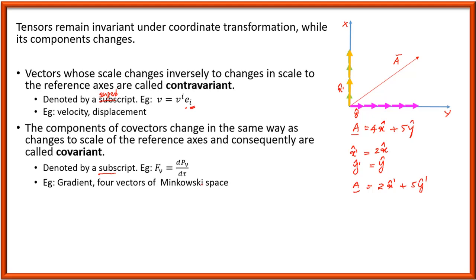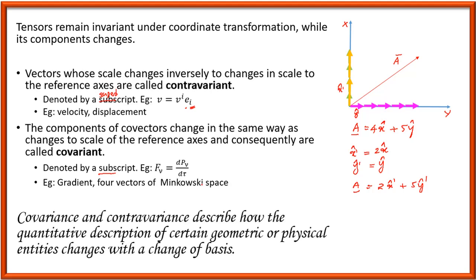So just realize that it is not the vector which changes, but the component is the one which changes. The tensors and the vectors are invariant under coordinate transformation, so they remain unchanged, but their components vary with the variation in the reference axis. So covariance and contravariance describe how the quantitative description of a general geometric or physical entity changes with change in the basis. If it changes with the basis, it is covariance. If it changes contrary to the basis, it is contravariant.